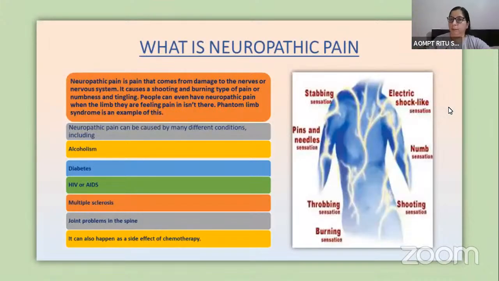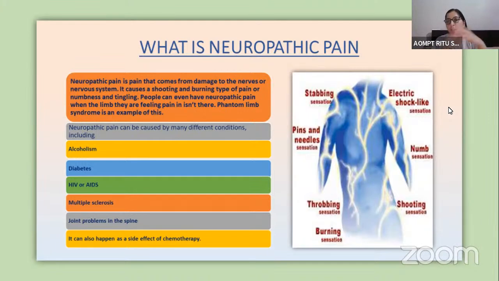After that, we are moving towards the neuropathic pains. That is also an important part of our treatment as an articular myofascial. We cannot leave these nerves which give the stabbing sensation, electric shock like sensation, pins and needles, numbness, throbbing sensation, shooting sensation, and burning sensation. Neuropathic pain can be caused by many different conditions like alcoholism, diabetes, HIV, multiple sclerosis, joint problems in the spine, and it can also be a side effect of visceral treatment like chemotherapy. Because of that the patient feels this neuropathic pain.